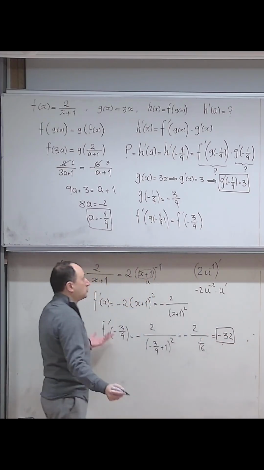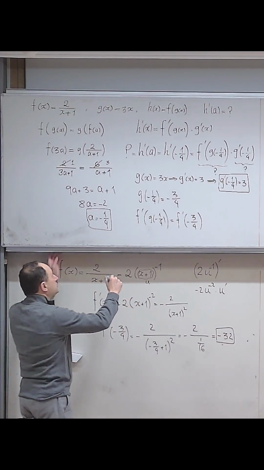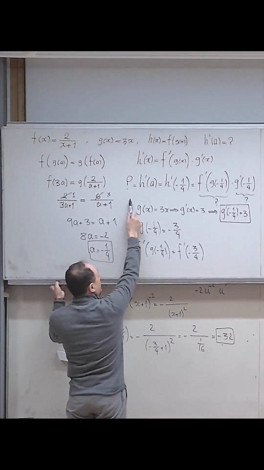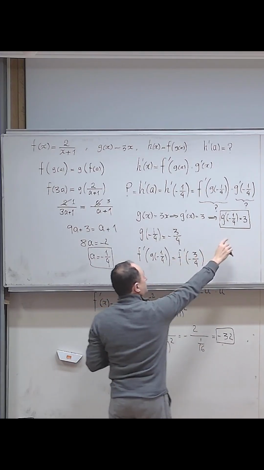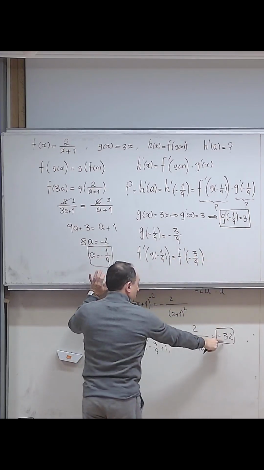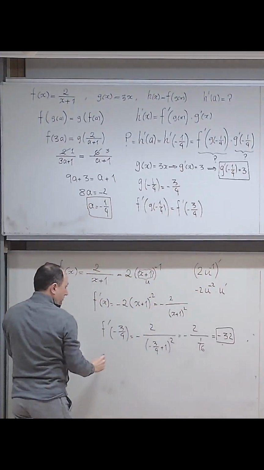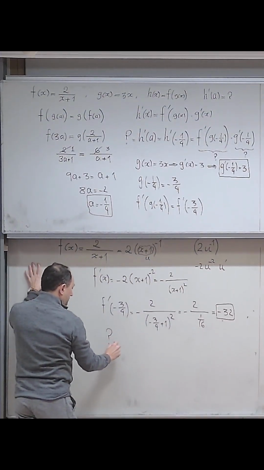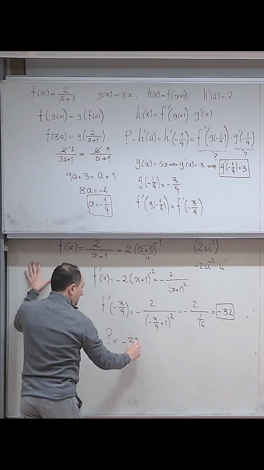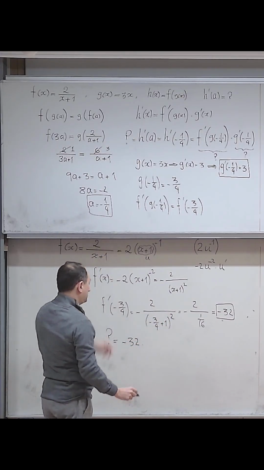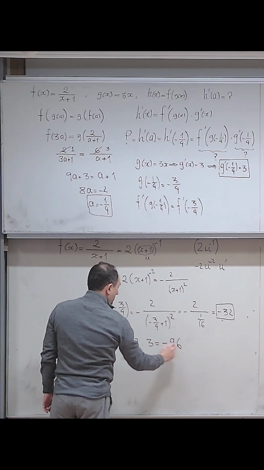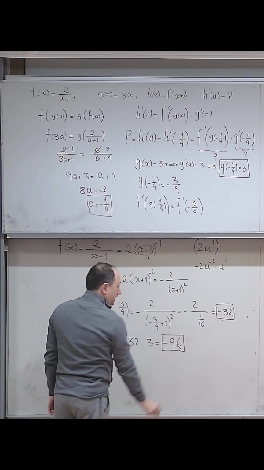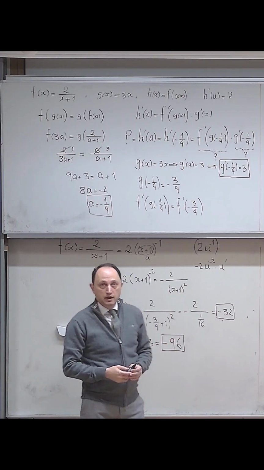Okay, we are done. Because now my question mark here is the product of these two question marks. Remember, one of the question marks was this one, and the other one is this one. So the answer to the problem is equal to this minus 32 multiplied by that number 3. So the answer is just minus 96. And that is the final answer to this problem.